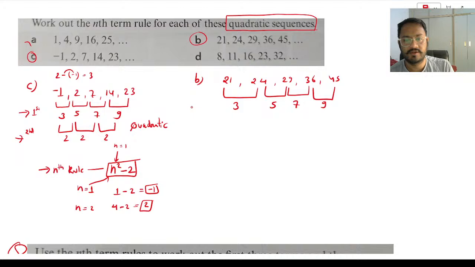Now find the second difference. If it is the same, then it is sure to be a quadratic. So 7 minus 5 will give you 2. Then 5 minus 3 will give you 2. So that is sure now that this sequence is a quadratic sequence.